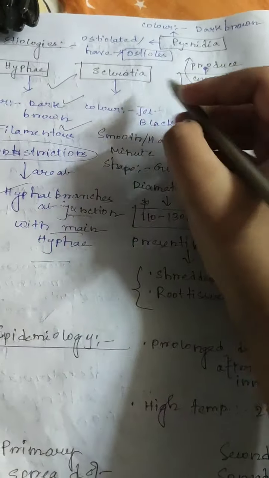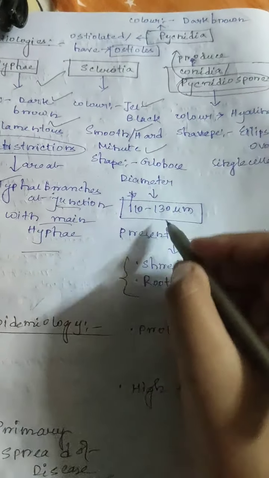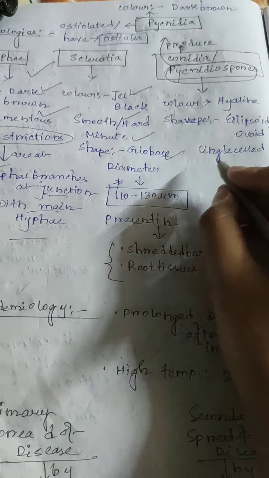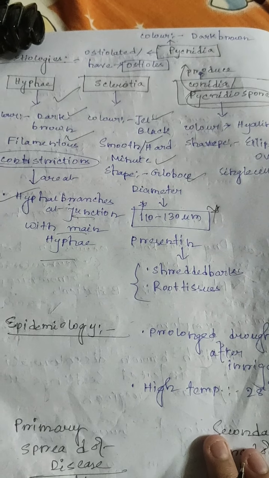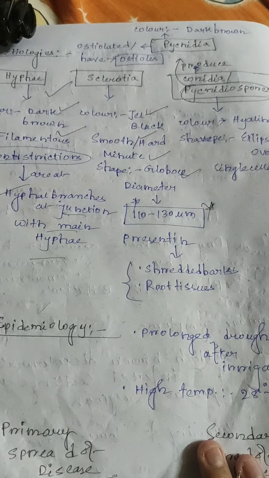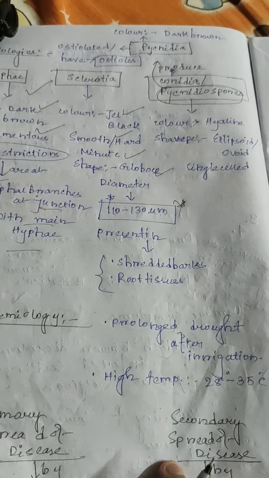Second etiology is sclerotia. Color of sclerotia is jet black, smooth or hard, minute, shape is globose, diameter of sclerotia 110 to 130 micrometer. So color of hyphae is dark brown, color of sclerotia is jet black, diameter of sclerotia in the case of collar rot.